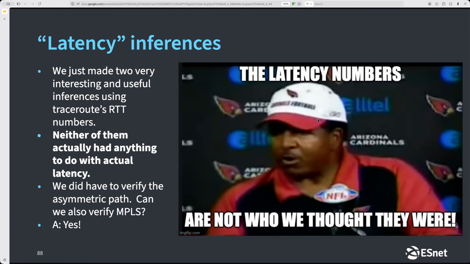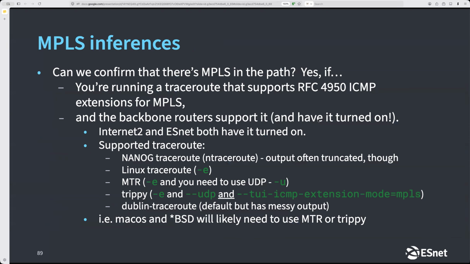asymmetric path. Can we also verify MPLS using traceroute? Yes, we can. That's actually really cool. That's a new innovation. Well, innovation is about 20 years old, probably, maybe a little older. And it started with NANOG Traceroute, and there are newer versions of Linux Traceroute and MTR. They often tend to use the -e option, that is to enable ICMP extensions, which are defined in RFC 4950.